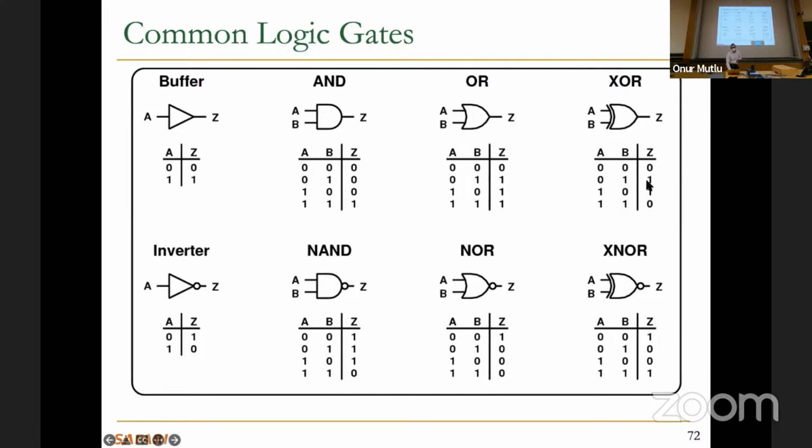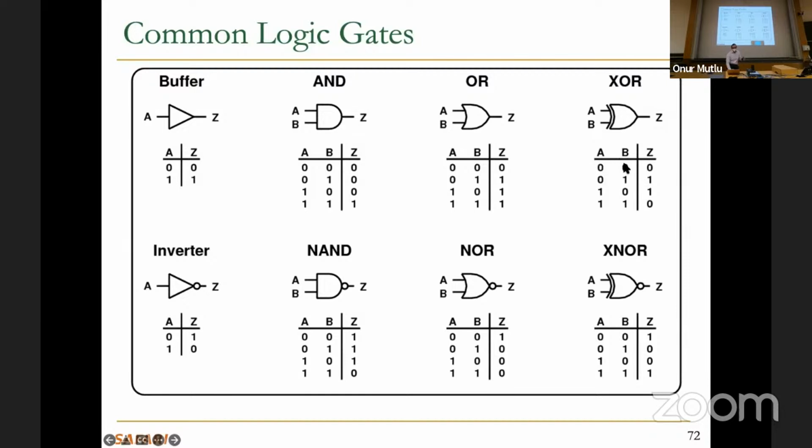What it does is, the output is 1 if an odd number of inputs are 1. The output is 0 if an even number of inputs are 1. So you can see over here, we have a 2-input XOR gate. Okay, so I got it better right now.